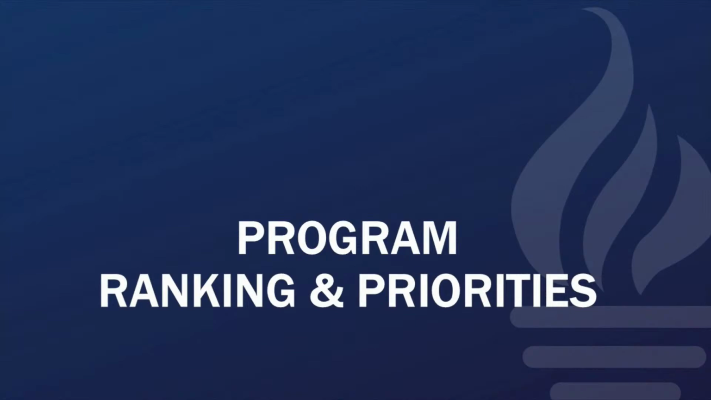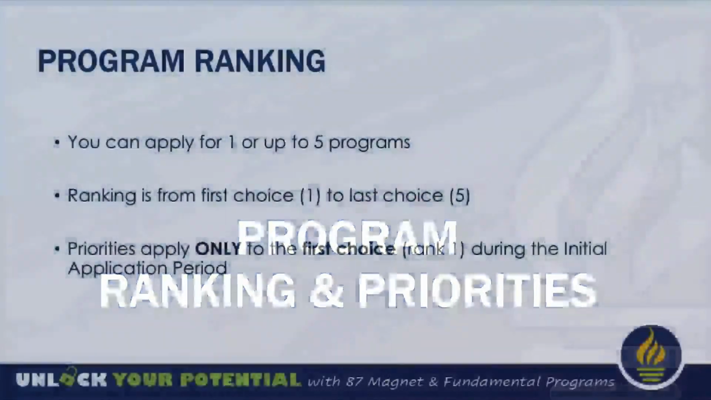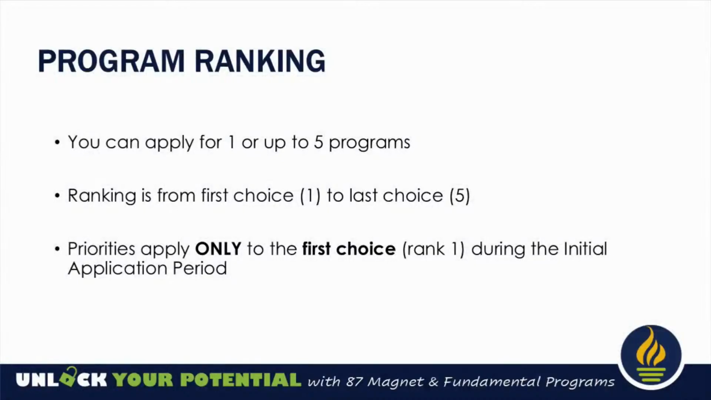Next, we're going to talk about program ranking and priorities. You can apply for just one program. So if you're only interested in one program, say one of the arts programs at Johns Hopkins, you can select Johns Hopkins for dance and submit your application and be done with it. Or you can submit 2 or 3 or up to 5 programs on your application. So you can select 5 different school choices or 5 different program choices.